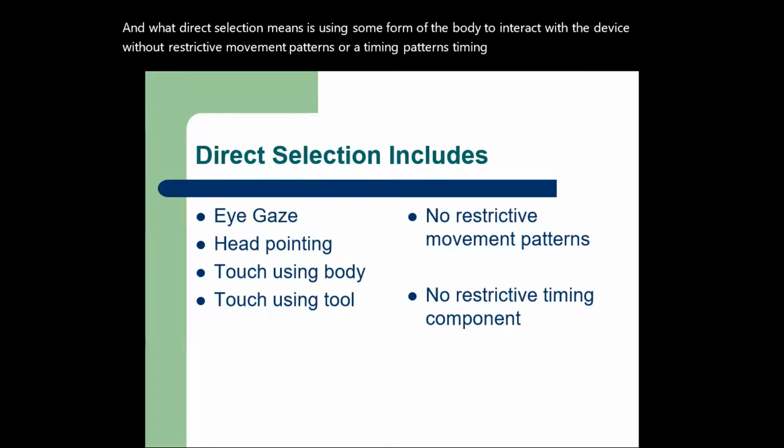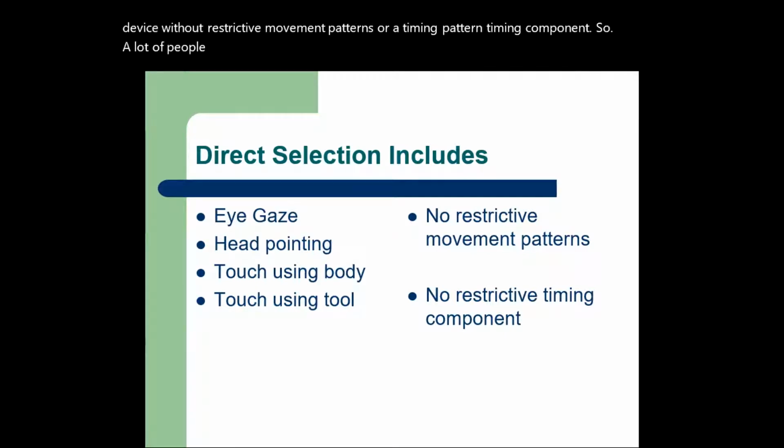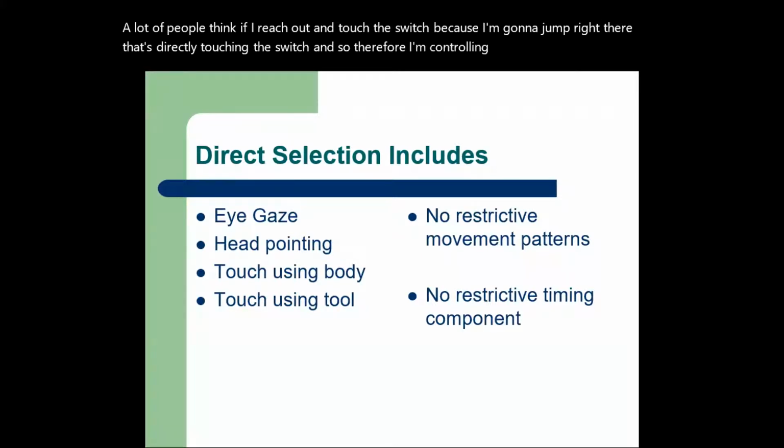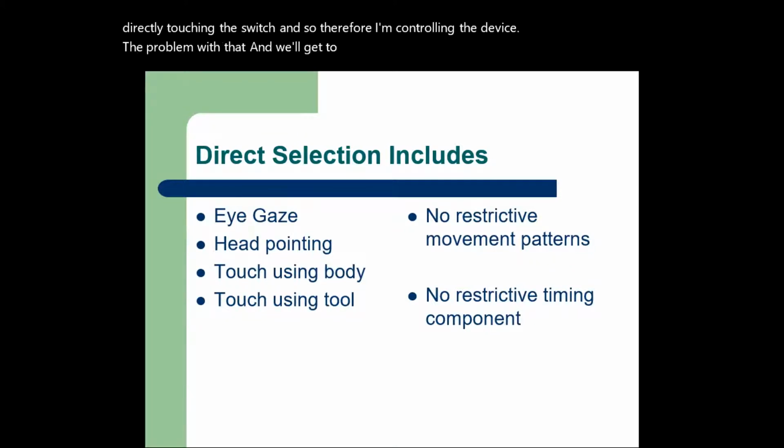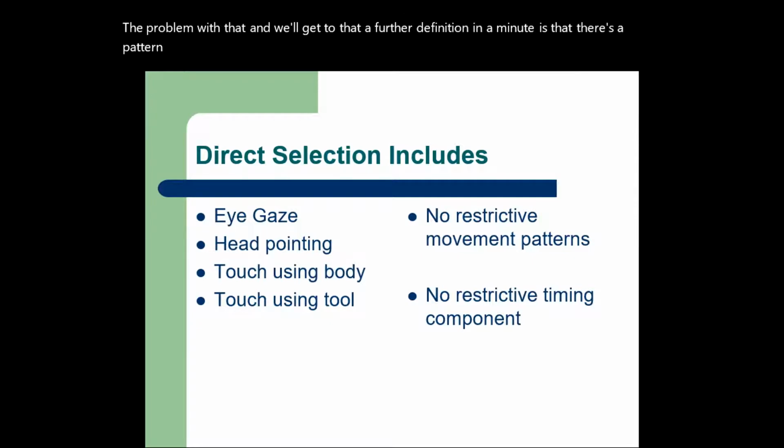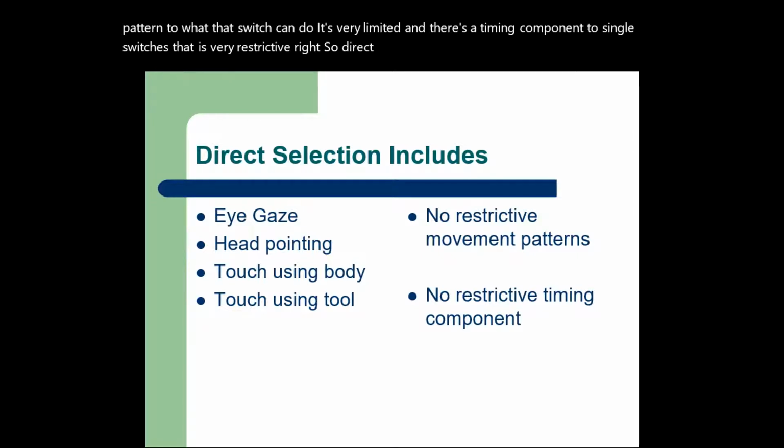A lot of people think, well, if I reach out and touch the switch, that's directly touching the switch, and so therefore I'm controlling the device. The problem with that, and we'll get to a further definition in a minute, is that there's a pattern to what that switch can do. It's very limited. And there's a timing component to single switches that is very restrictive. So direct selection says, no, none of those things are in place.